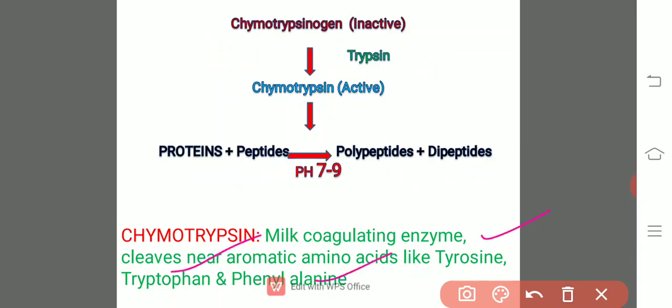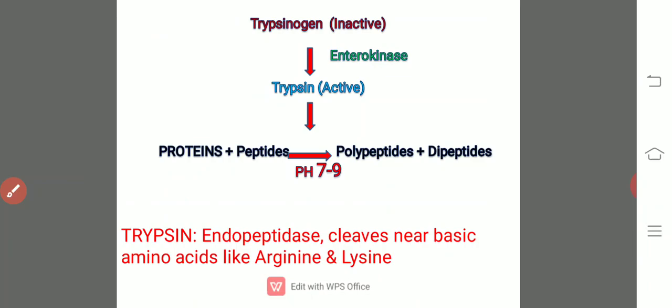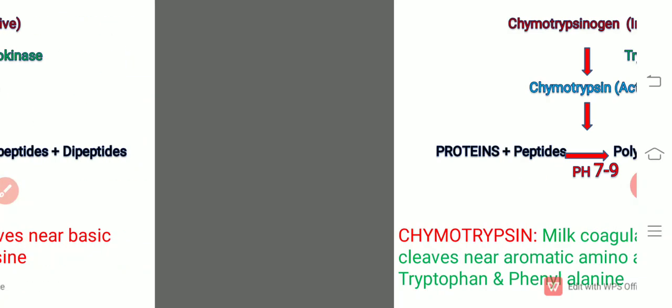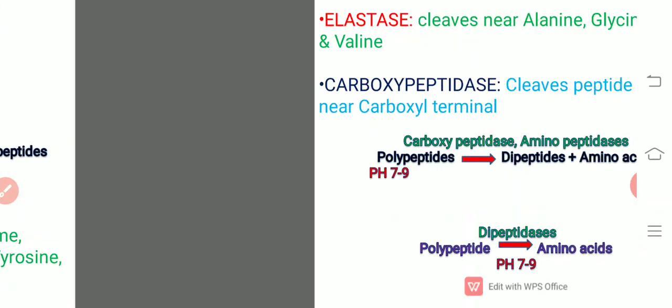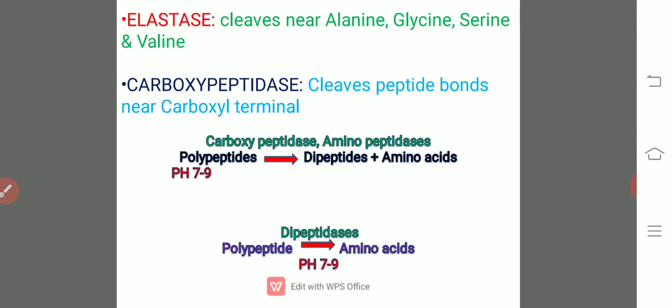Once again you have to remember, pepsin is the gastric enzyme which cleaves the protein at amino terminals of tyrosine, tryptophan, phenylalanine and leucine. Whereas trypsin cleaves near amino acids like arginine and lysine. Chymotrypsin cleaves again near tyrosine, tryptophan and phenylalanine. Right? Then coming to the third enzyme, elastase, it cleaves the protein near alanine, glycine, serine and valine.